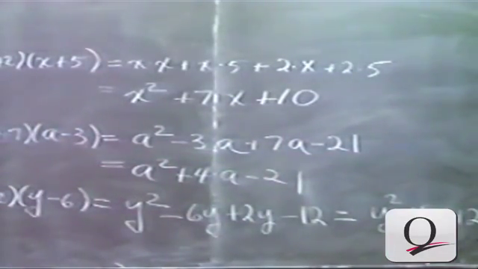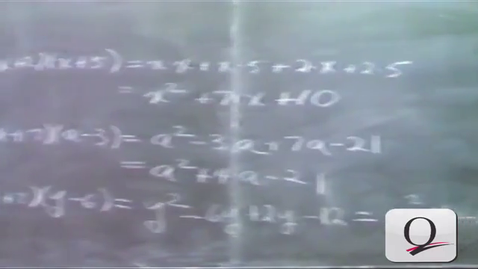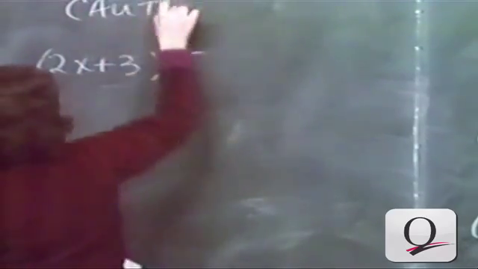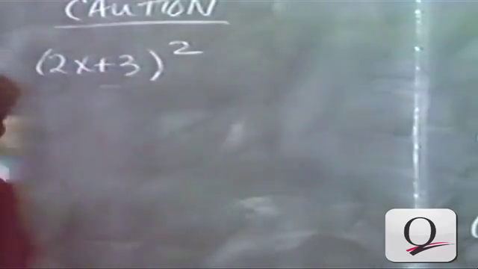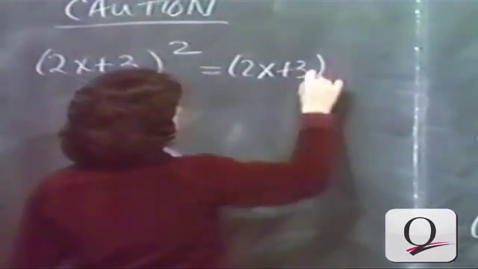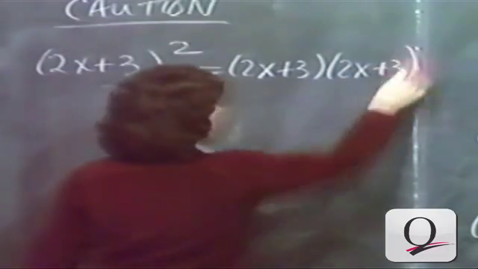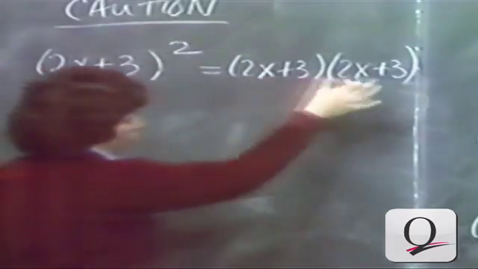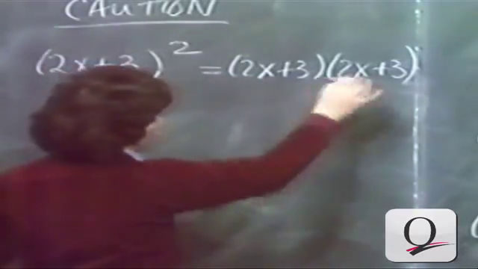Before we end this videotape, I just want to caution you about a particular example. If you see a problem like this, 2x plus 3 squared. That is just a word of caution. 2x plus 3 squared. This is 2x plus 3 times 2x plus 3. 2x plus 3 taken as a factor twice. This is to be multiplied the way you would multiply a binomial times a binomial.